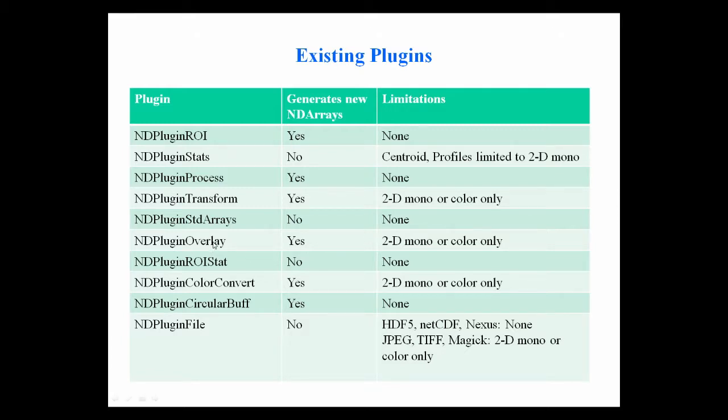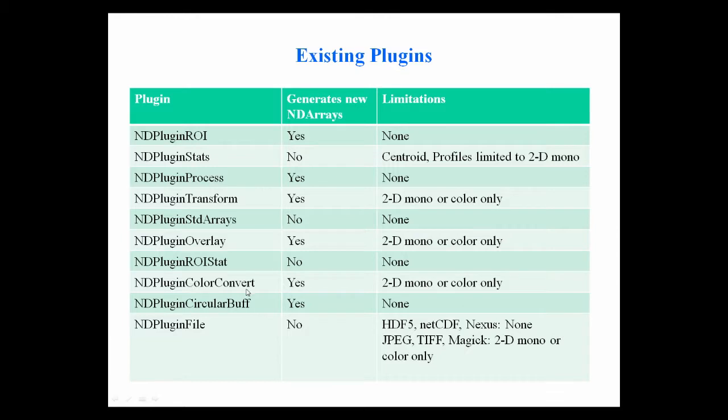There's the overlay plugin, which does generate new arrays. It's limited to 2D mono and color only. The region of interest stat plugin doesn't generate arrays. I looked at that today. It just generates statistics, and it doesn't have any limitations on the input data types or dimensions.